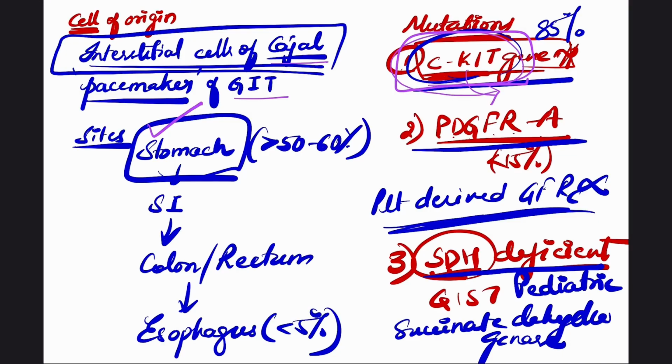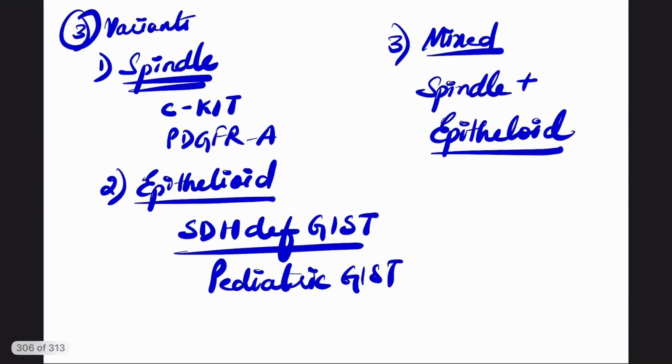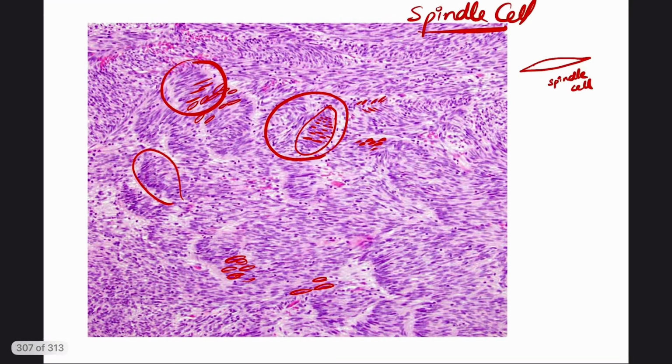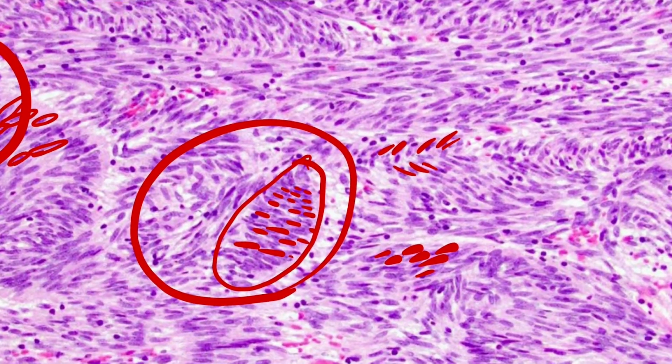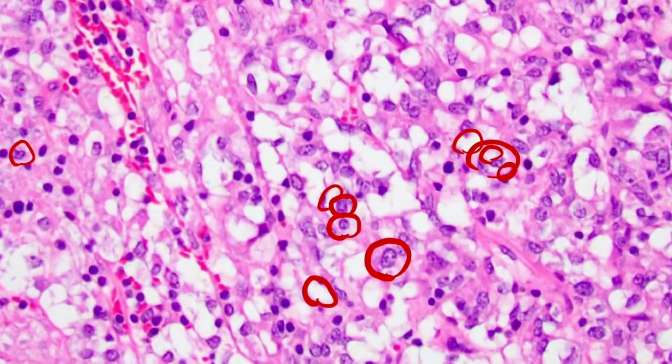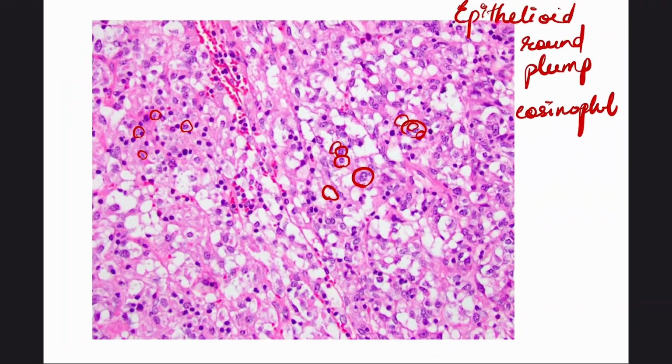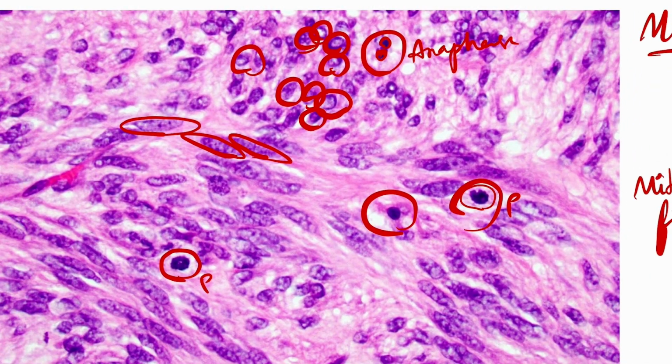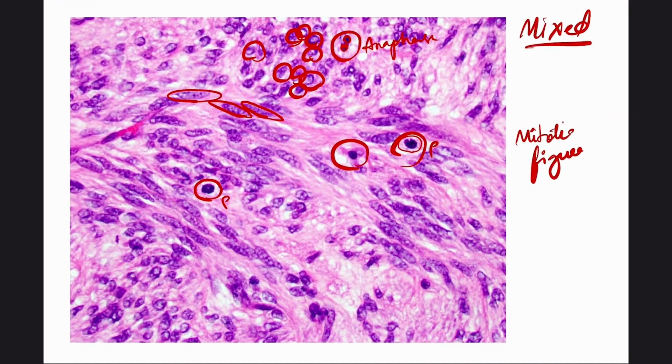The second most common mutation is platelet-derived growth factor receptor alpha. In the pediatric age group, succinate dehydrogenase, SDH deficient GIST, is common. Variants are spindle cell, with elongated tapered ends; epithelioid, meaning round, plump; and mixed, showing both features. Here you see fascicles of spindle cells. These are the round plump epithelioid cells. This is the mixed kind, with both spindle and round plump cells.